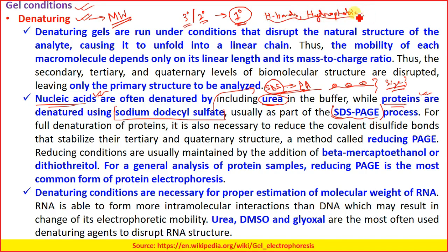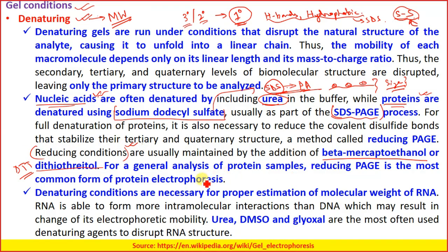Now these bonds can be disrupted by SDS, but there is another chemical bond, called the disulfide bond, the S-S bond, and that also needs to be disrupted. For breaking this disulfide bond, beta-mercaptoethanol or dithiothreitol, in short DTT, is used, by providing a reducing condition to the proteins.